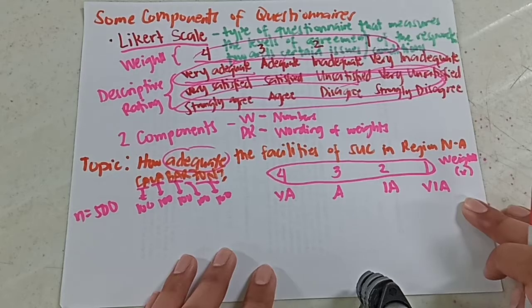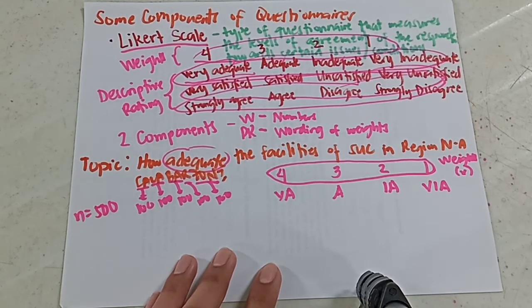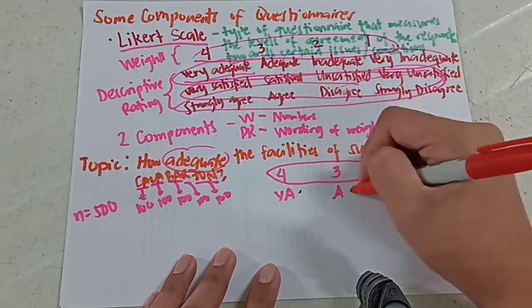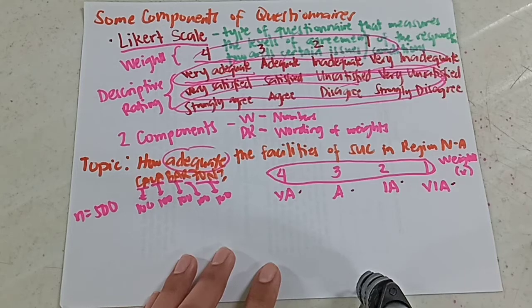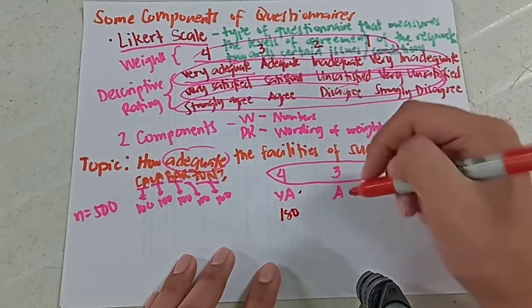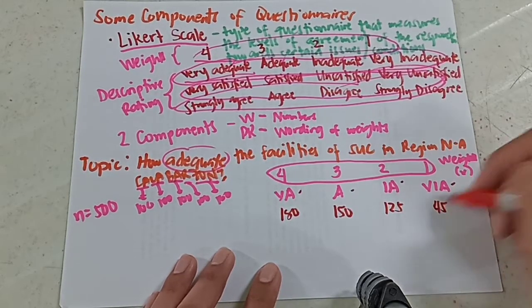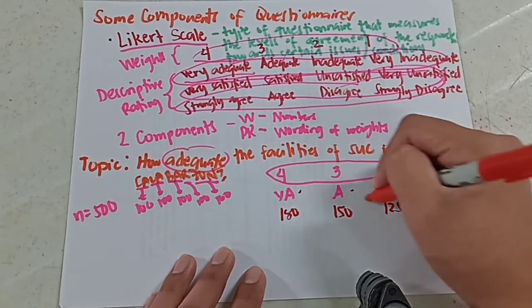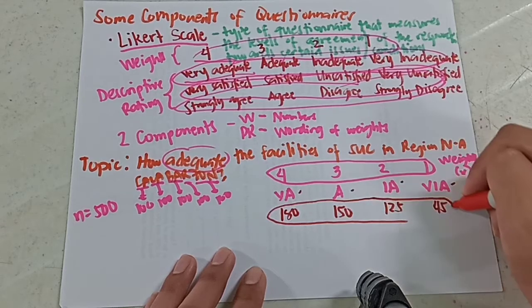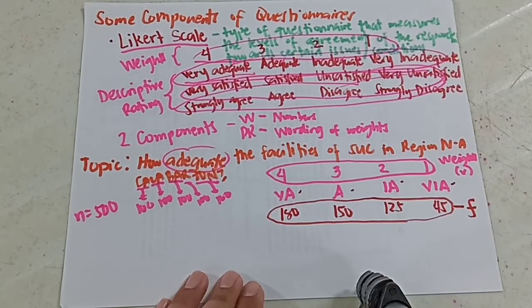After the researchers gathered the 500 questionnaires from the different respondents, they counted the frequency, or how many voted for very adequate, adequate, inadequate, and very inadequate. Let's say 180 respondents from Calabarzon voted for very adequate, 150 for adequate, 125 for inadequate, and 45 for very inadequate. These numerical values are quantitative in nature and are known as the frequency, signified by the letter F.